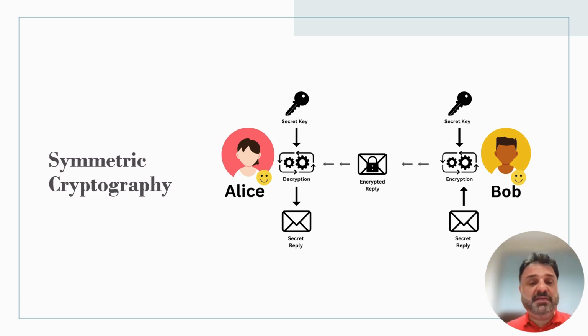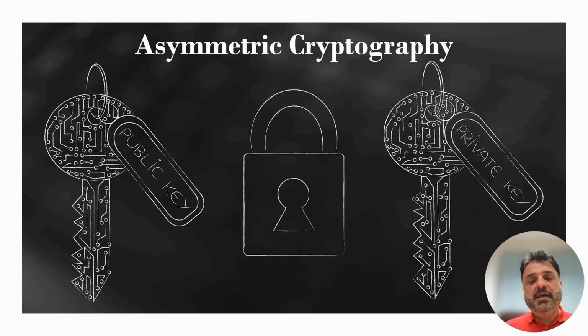While it has limitations, it's still an essential tool in modern cryptography. Okay, let's talk about asymmetric cryptography. Asymmetric cryptography, also known as public key cryptography, uses two different keys, a public key and a private key.